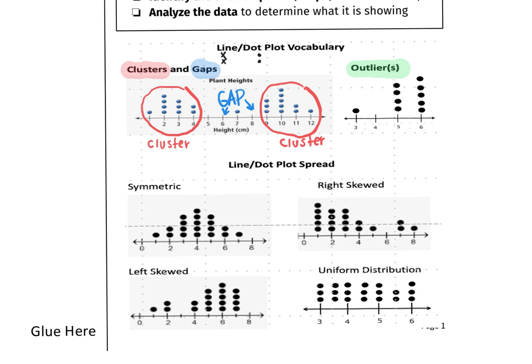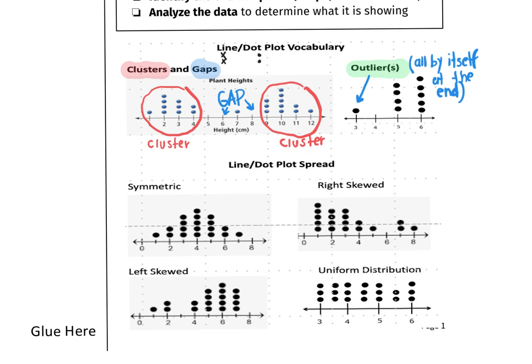Let's go on to the next word. Get your highlighter and highlight outlier. Okay? An outlier is when a dot is all by itself. So all by itself, and it has to be at the end. So either the end, either the left or the right. It could be the left or the right, doesn't really matter. Okay. Let's go on to the next one.